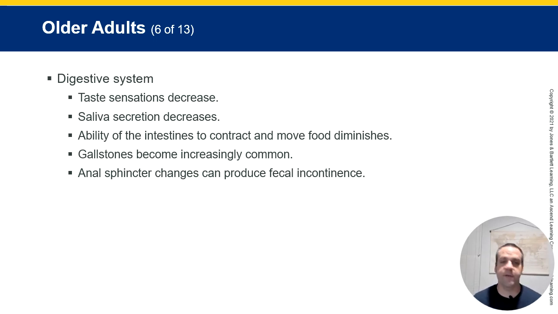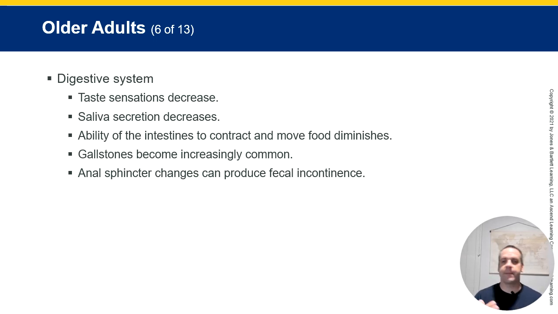Tooth loss or ill-fitting dentures can further impair eating. Inside the GI tract, gastric acid secretions are going to drop. Peristalsis slows down, and that's the movement that pushes food through the intestines. This often leads to constipation, bloating, decreased appetite. Also, blood flow to the intestines may be reduced by as much as 50%, which is going to limit the body's ability to absorb nutrients.